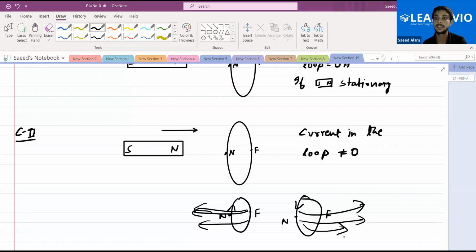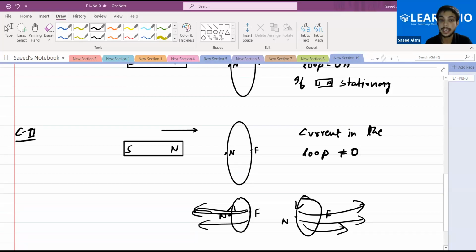We don't want the induced EMF to get increased. So which of these two should we choose, the first case or the second case? The first case, because this will try to decrease the change caused by that particular magnet. Yes or no?